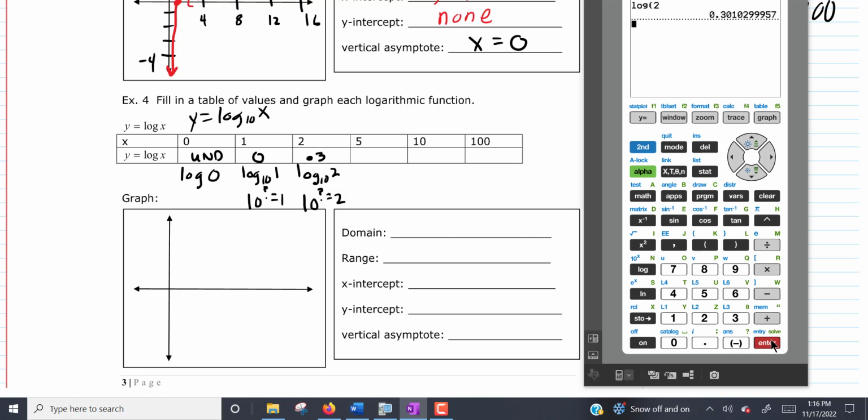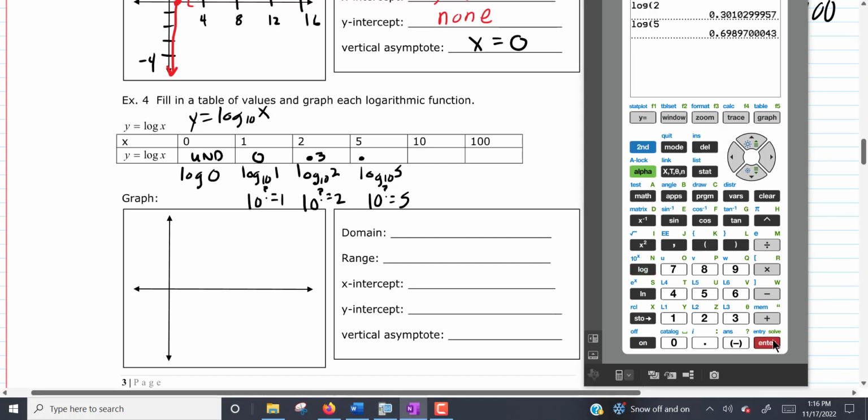Same thing will happen on the next one. If you do log base 10 of 5, that's really saying 10 to what power is 5? I haven't a clue. So if I do log of 5, that'll give me some decimals. Let's just round that to about 0.7.